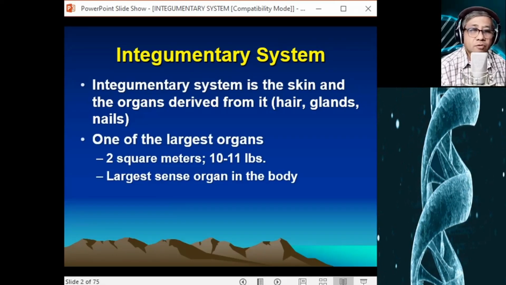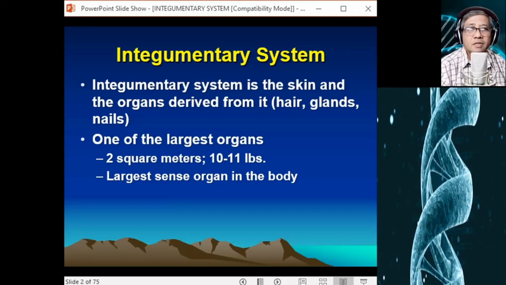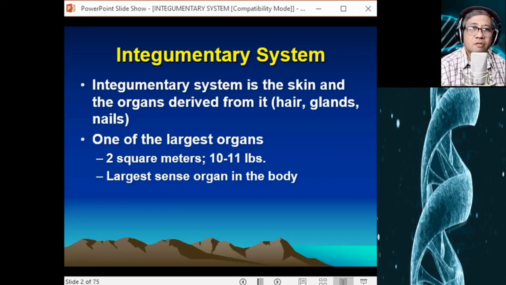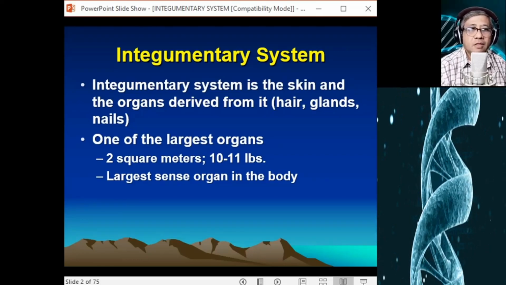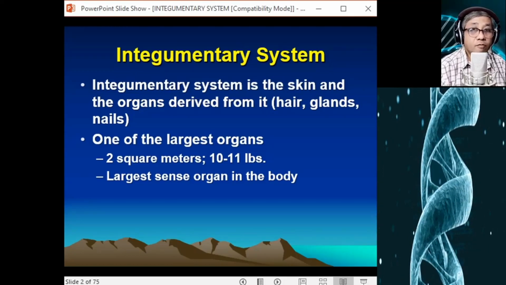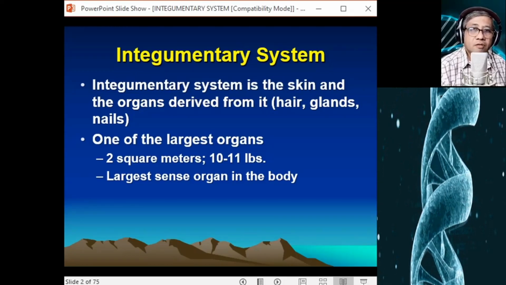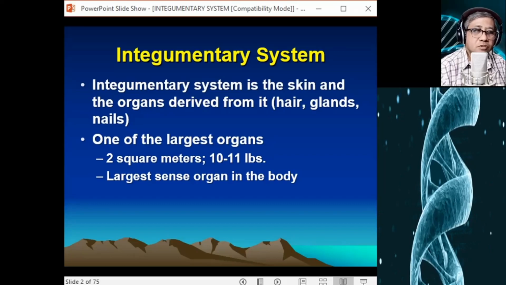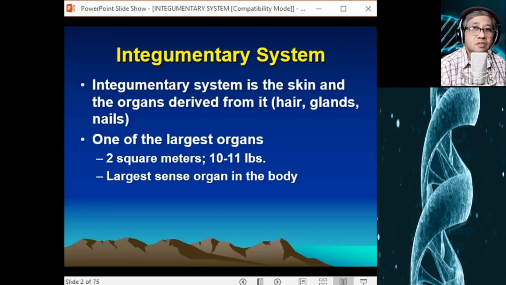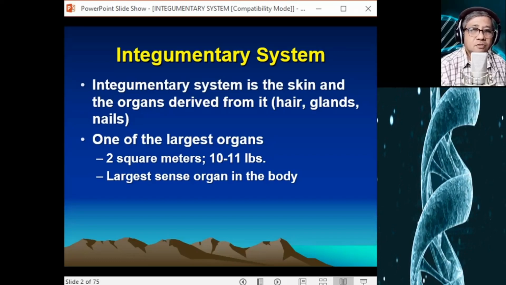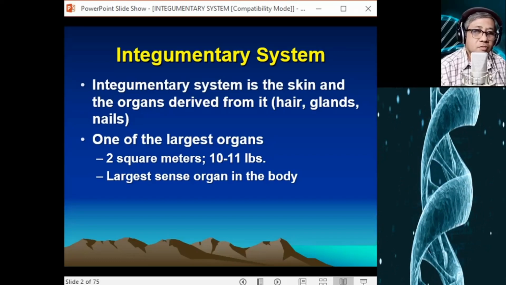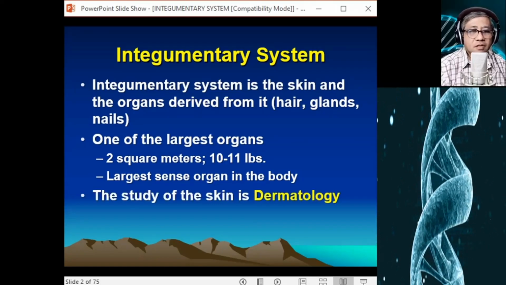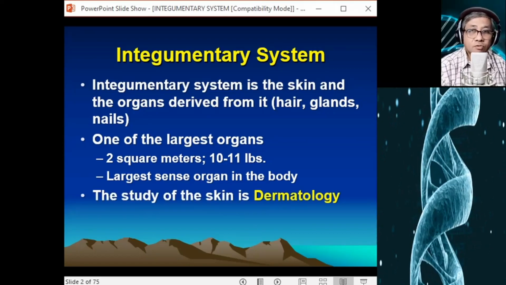All right, and in terms of its area, if you spread out our skin, it will cover an area of about 2 square meters. And our skin, including the fluids in it, would weigh about 10 to 11 pounds. Like what I mentioned earlier, the skin is considered the largest single organ of the body and also the largest sense organ of the body, because the skin is also a sense organ. And the scientific study of the skin is dermatology.